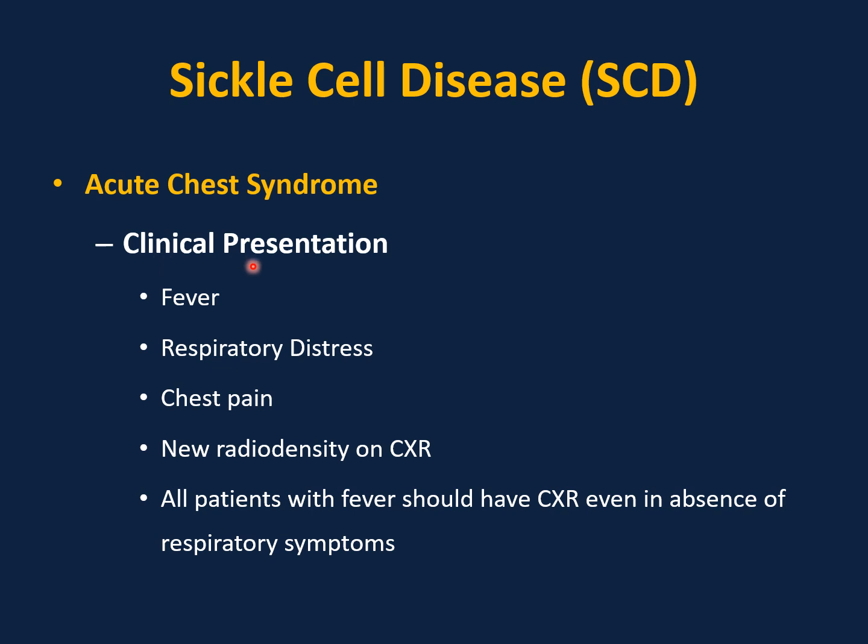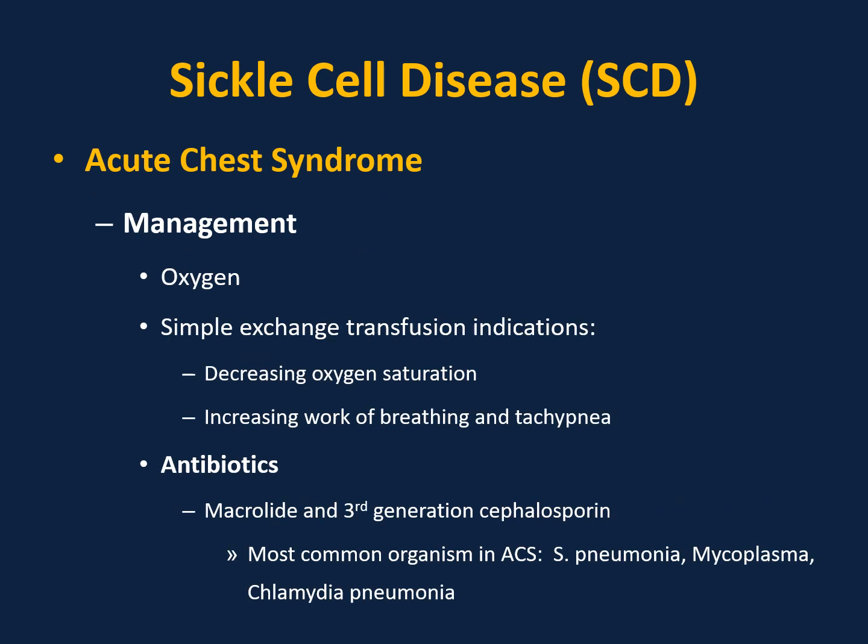Acute chest syndrome, the clinical presentation: fever, respiratory distress, chest pain, new radio density on a chest x-ray. So it is very important to know any child with sickle cell disease who presents with a fever should have a chest x-ray, even in absence of respiratory symptoms. Management of acute chest syndrome is oxygen, indication for simple exchange transfusion, decreasing oxygen saturation, increasing work of breathing, and tachypnea. Antibiotics: macrolides to cover for mycoplasma and chlamydia, third generation to cover for strep pneumonia.